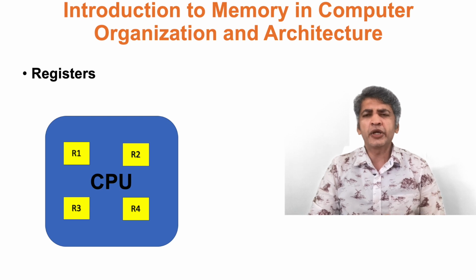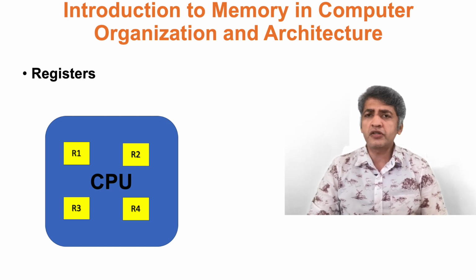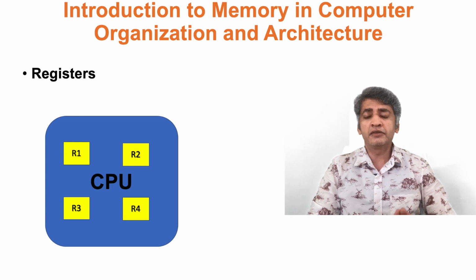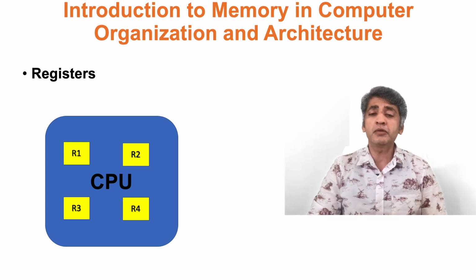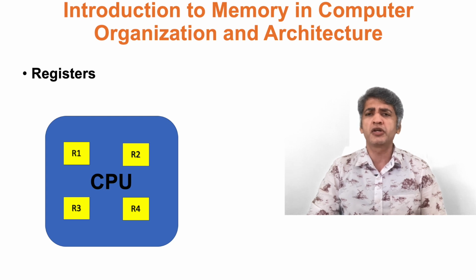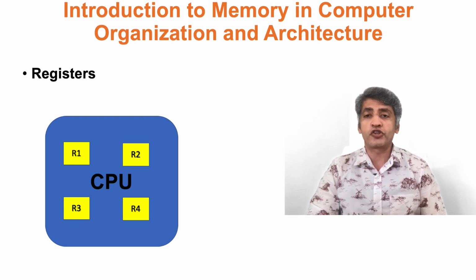Here you can see on the screen there are four different registers available within the CPU. Register is the first type of memory, available inside the processor. It's the smallest memory, the smallest storage. You can have an 8-bit register, 16-bit register, 32-bit register, or 64-bit register. So register is the first memory type, available inside the processor.